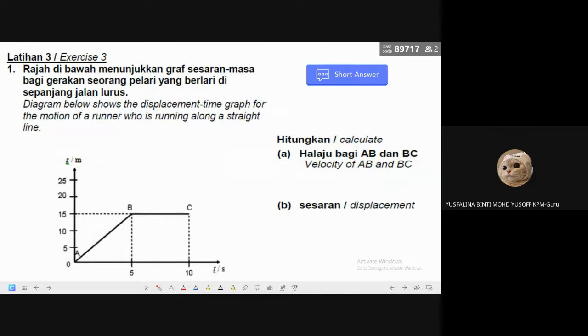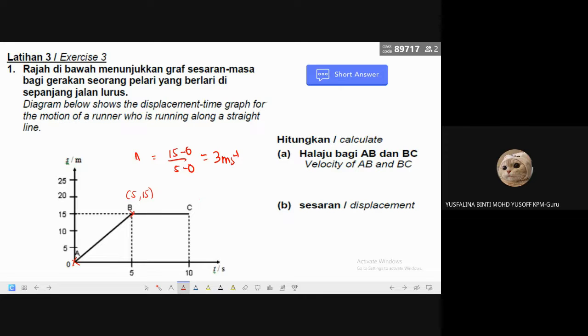Okay, so velocity of AB and BC. Let's say I try to do AB first. If you want to find the velocity for the graph of displacement against time, you need to find the gradient. So find 2 points here. This is 5, 15, right? So 15 minus 0 divided by 5 minus 0. So you get 3 ms negative 1.